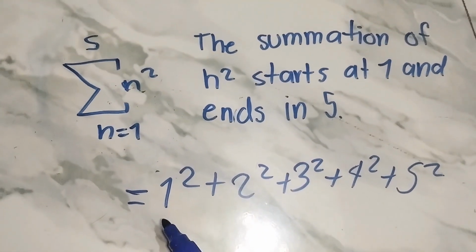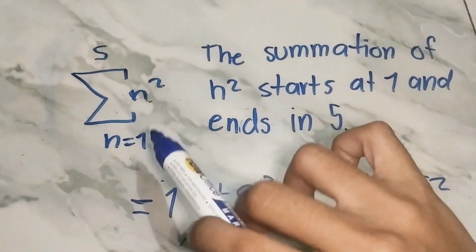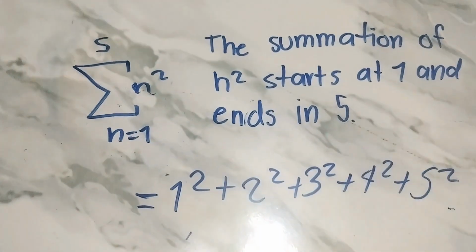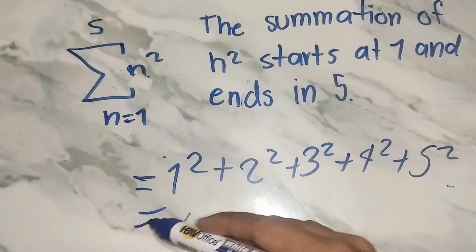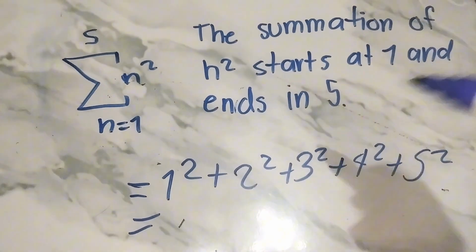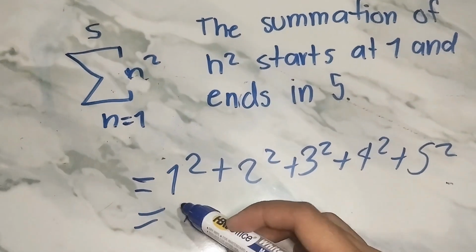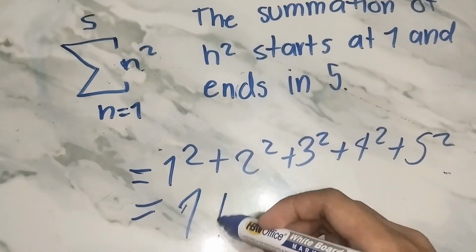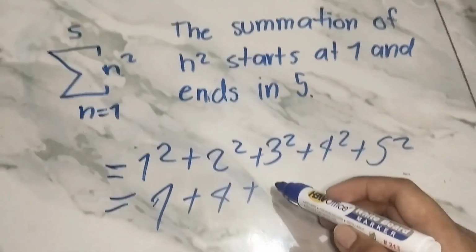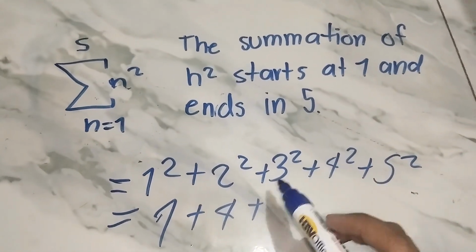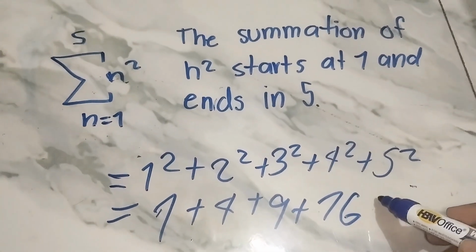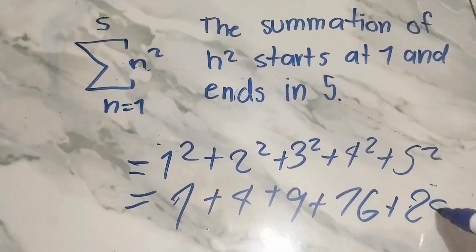So what we did is we started with 1 and ended in 5. Where did I get this? I just copied n squared and substituted the n with 1 up until 5. Next, we're going to multiply each by its corresponding number. 1 squared is 1, plus 2 squared, 2 times 2, is 4, plus 3 squared is 9, because we multiplied it not by 2 but by itself, 3 times 3, 9, plus 4 squared, we have 16, and plus 5 squared, we have 25.